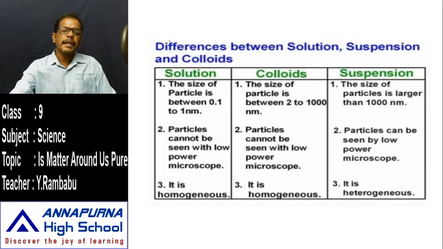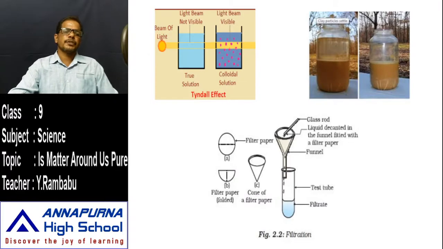If they are less than 1 nanometer, then what happens? We can't separate them. The size is very small, that's why we can't distinguish the components. Not only can we not distinguish the components, observe in this diagram, we can't separate them. For example, in this filtration process, if copper sulfate solution is filtered, we can't separate the copper sulfate particles from water. Why? The size of the copper sulfate particles in it is very, very small.